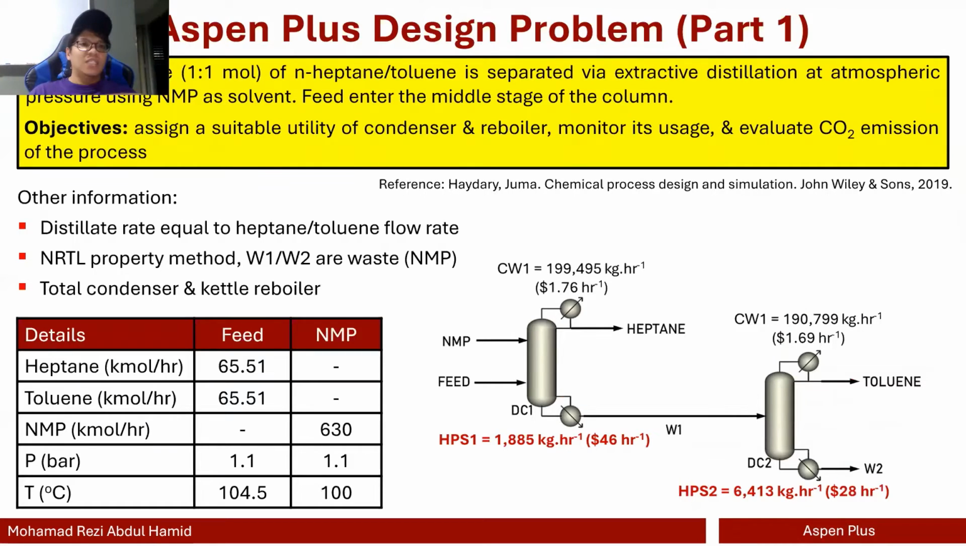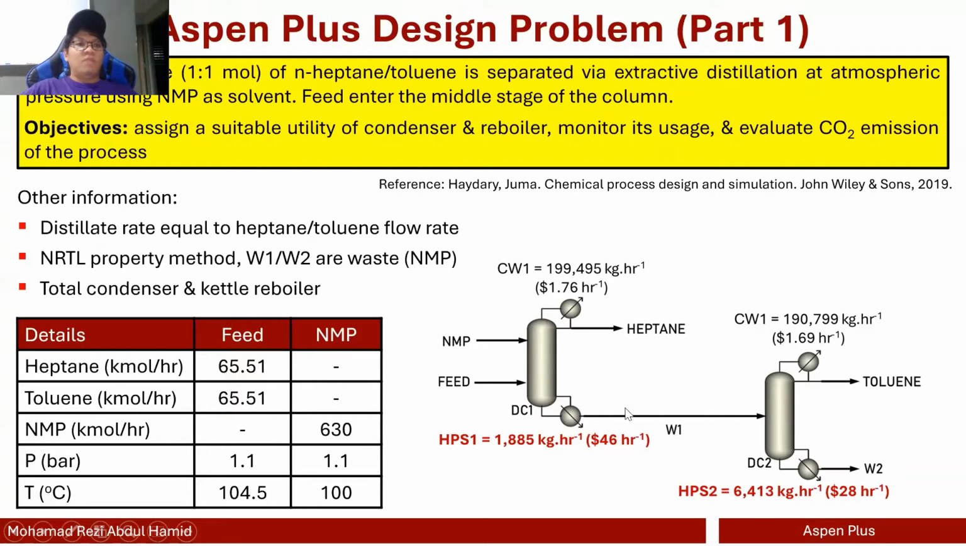If you remember last time, our objective for part 1 was to separate n-heptane from toluene using NMP as a solvent, and we successfully separated them using this process where we have two distillation columns. In the first one, you get n-heptane in the distillate section of your column, and then the bottom part enters the second column, in which the toluene is recovered in the distillate part of your second distillation column.